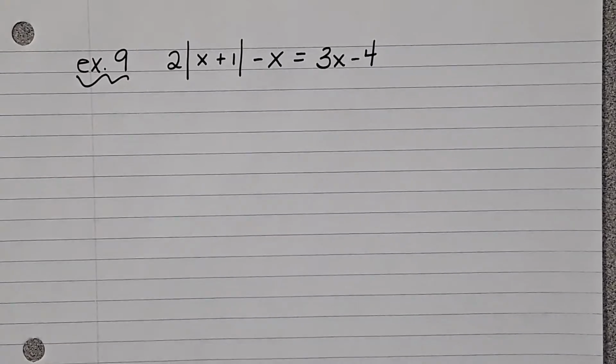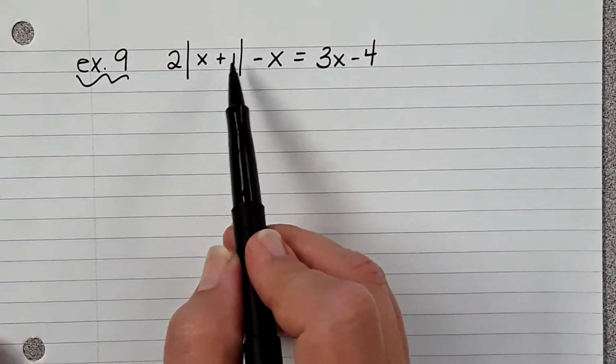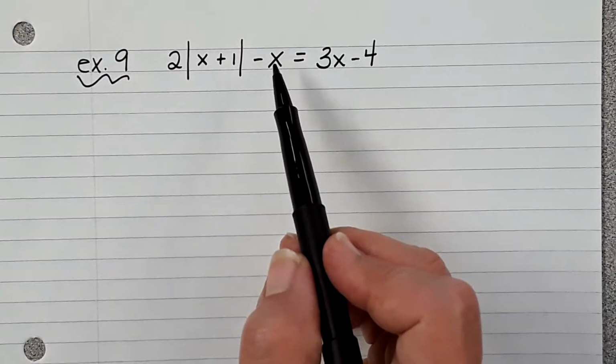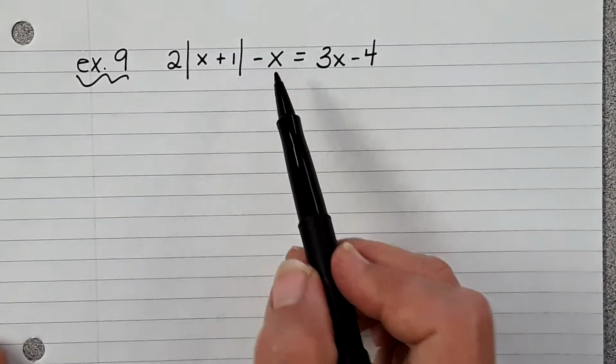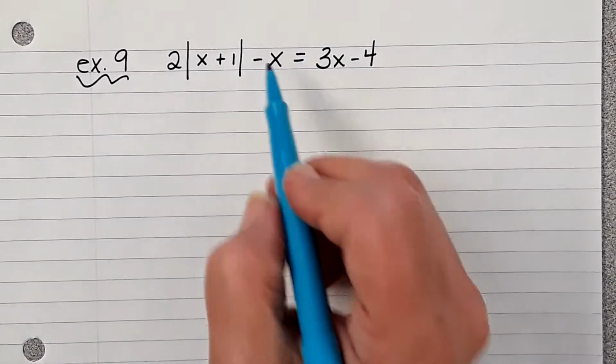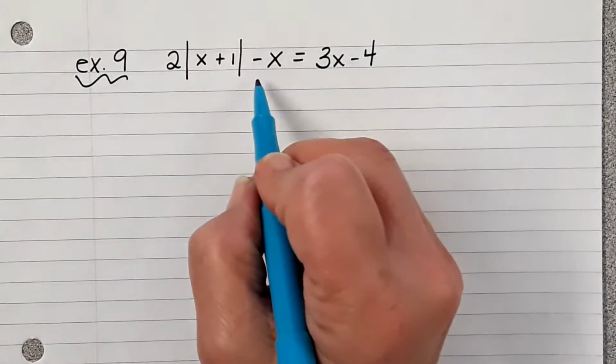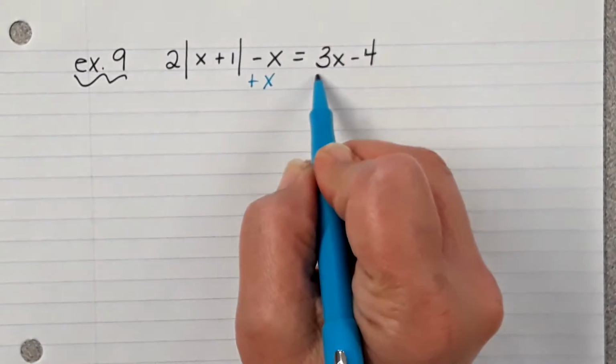Okay, so this one, compared to example 8, has a 2 attached to the absolute value, and we're subtracting x. Remember yesterday when I told you our goal is to get the absolute value by itself. In order to do that, you have to add or subtract first. So we're going to get rid of the x. You're not going to divide by 2. That's what we're going to do last. We're going to add x to both sides.